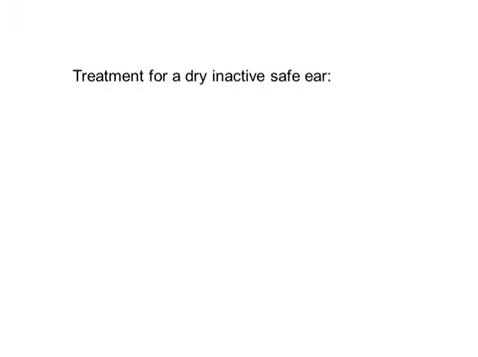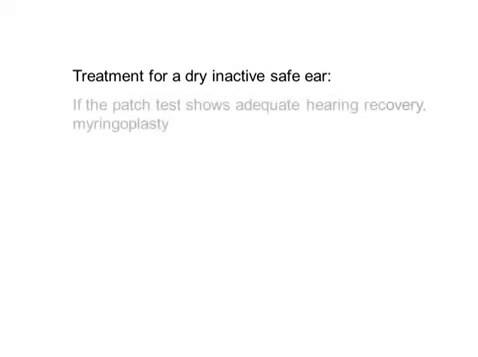What is the treatment for an inactive dry safe ear? A CSOM tubotympanic variety is considered to be inactive when there is no active discharge. In such a case, the treatment involves, number one, if a patch test shows adequate hearing recovery, and if the audiogram shows adequate cochlear reserve, meaning that there is no sensorineural component, then the treatment is myringoplasty.